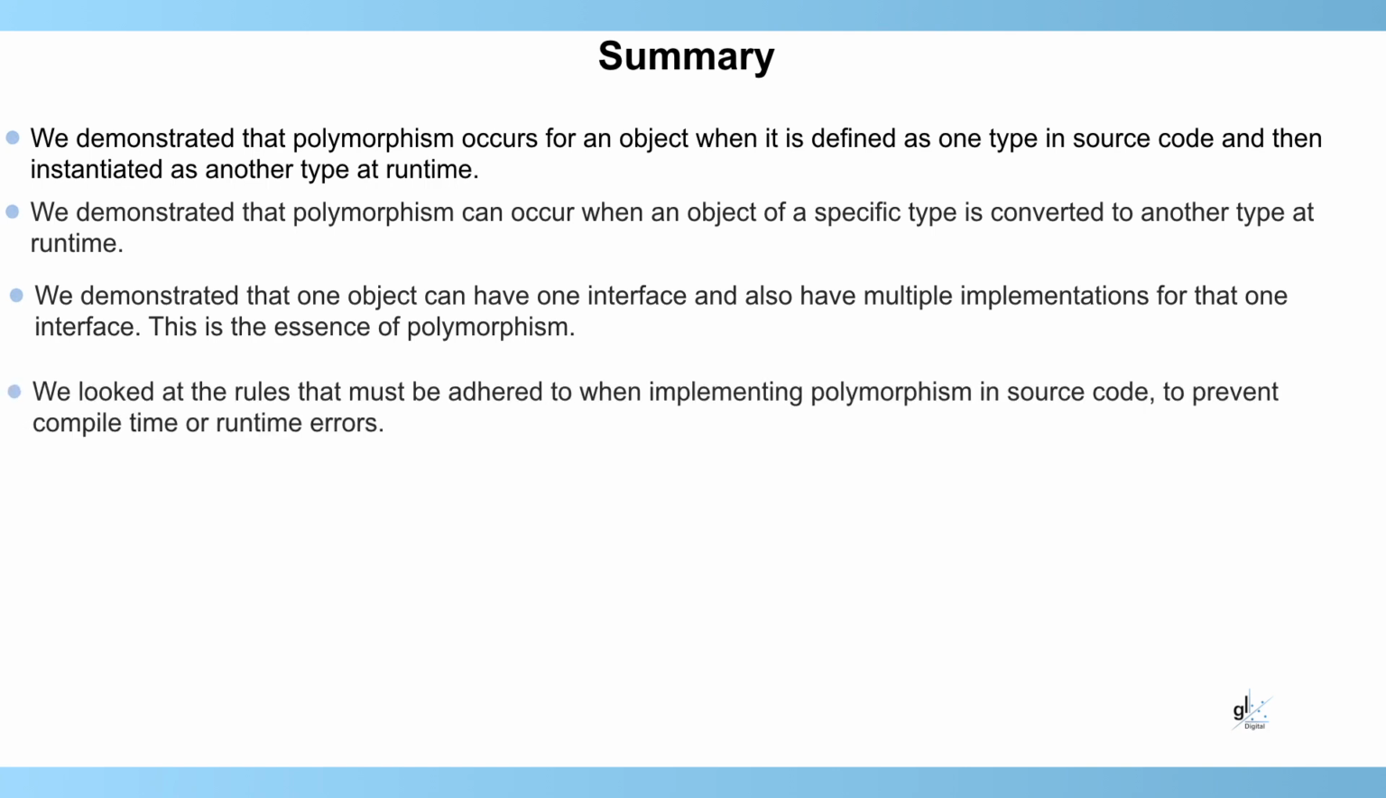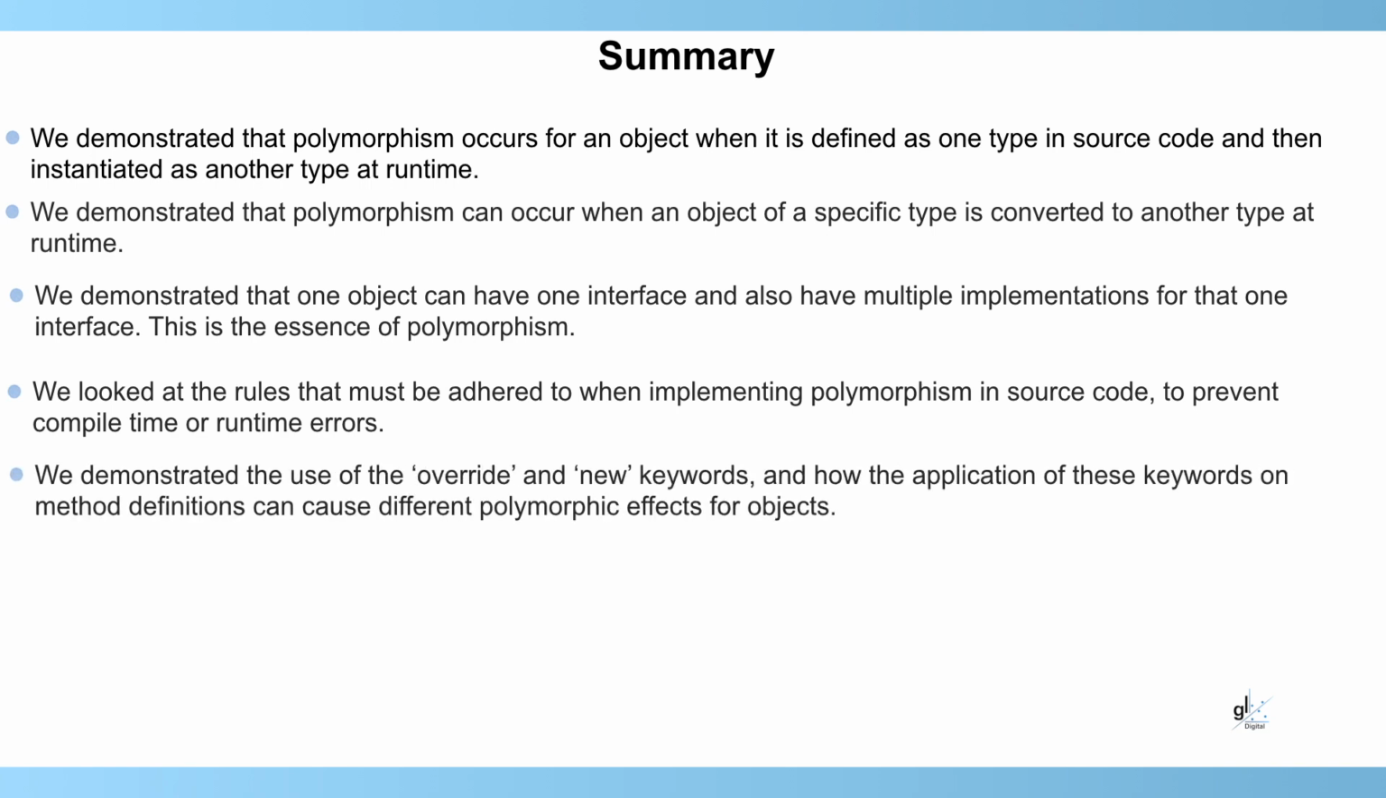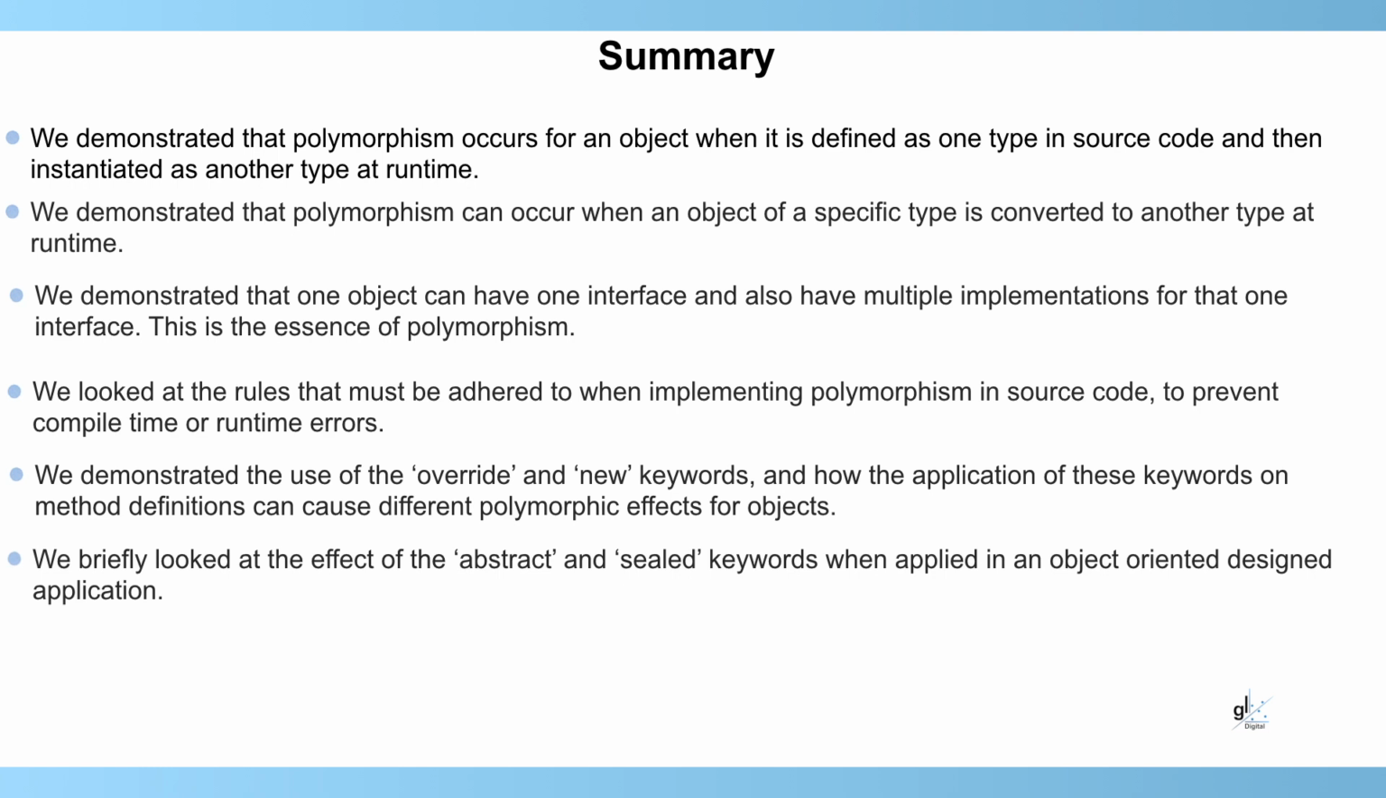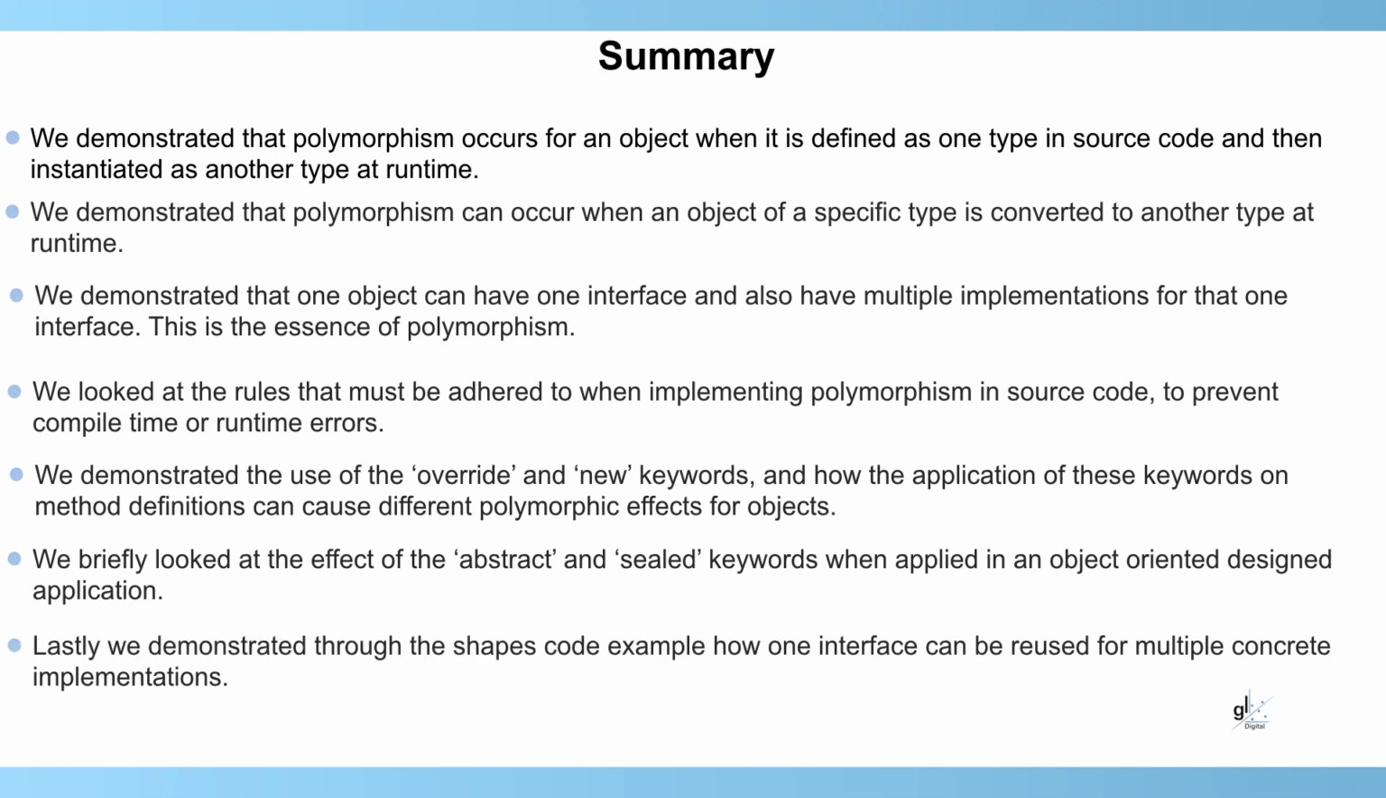We looked at the rules that must be adhered to when implementing polymorphism in source code to prevent compile time or runtime errors. We demonstrated the use of the override and new keywords, and how the application of these two keywords on method definitions can cause different polymorphic effects for objects. We briefly looked at the effect of the abstract and sealed keywords when applied in an object-oriented designed application. Lastly, we demonstrated through the shapes code example how one interface can be reused for multiple concrete implementations.